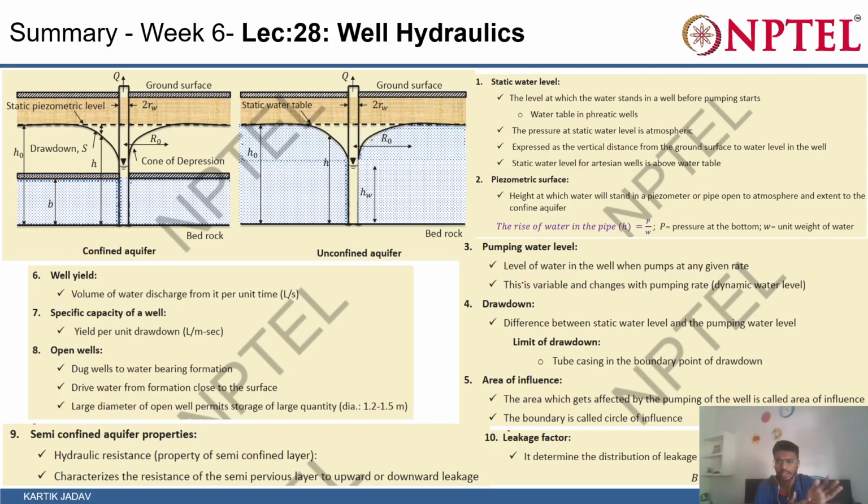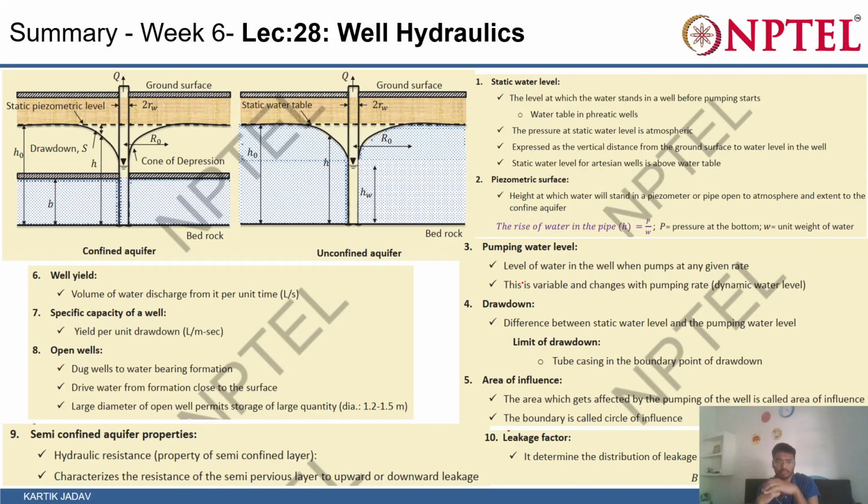Then we have pumping water level. So level of water in a well when pumped at any given rate, and this is variable and changes with pumping rate. Then we have drawdown. So the difference between pumping and static water level is known as drawdown. And area of influence. So whatever area which gets affected by pumping of a well is called area of influence.